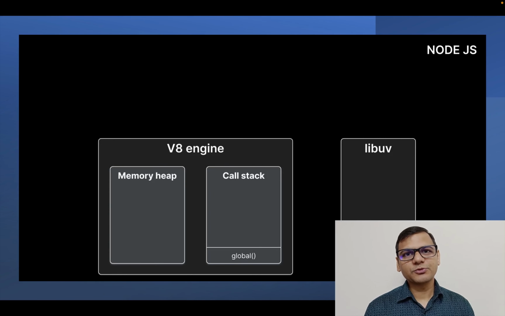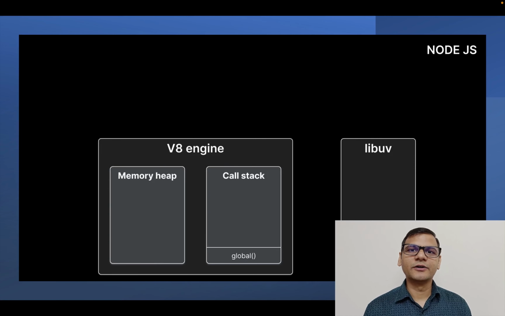So every line of code in a program gets executed in the call stack. Now Libuv is responsible for the asynchronous task. The call stack only executes the synchronous task by blocking the main thread, whereas the asynchronous tasks get executed in Libuv, making sure that the main thread will not get blocked.